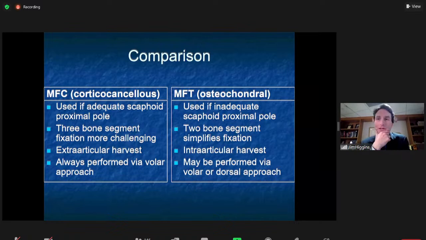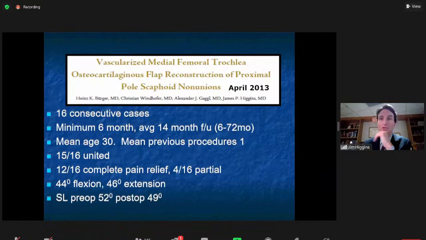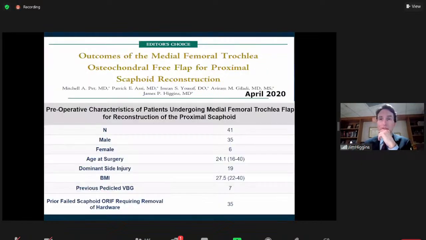So I said I'd speak to 7:40, but MFT, corticocancellous version, that's volar approach for a waist in my eyes. MFT, osteochondral, that's dorsal approach for a non-salvageable proximal pole. And I went through a little bit of that algorithm of what is and what is non-salvageable, and also when I do not use free vascularized bone for reconstruction. There's that 2013 study. Here's a 2020 study. If anyone is interested in it, we did drill down a little bit more on risk factors.